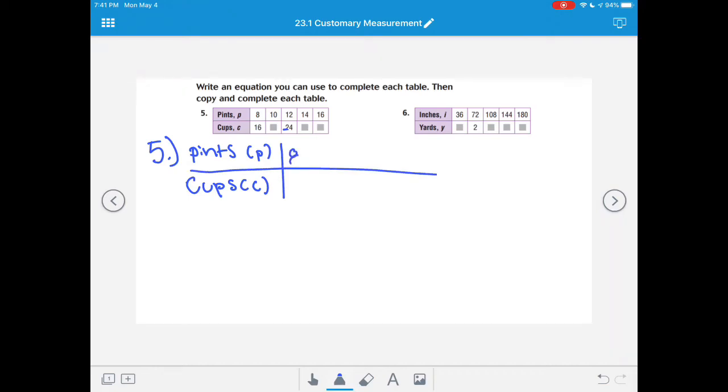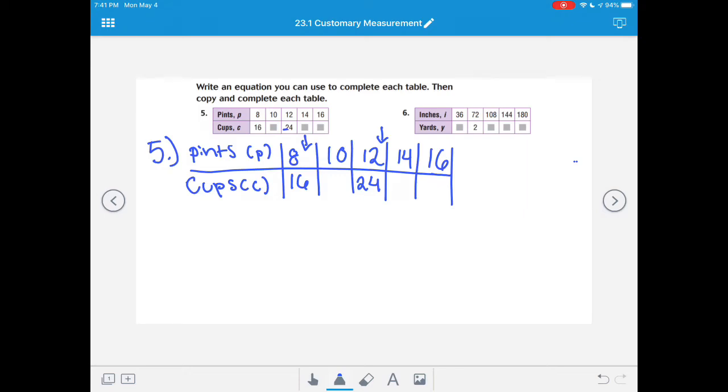So we're starting with 8 pints and we get 16 cups. Then we have 10 pints and we're not sure how many cups. Then 12 pints is 24 cups. 14 pints, we're not sure yet how many cups. And then 16 pints, we're also not sure. So taking a look at this, they only give us 2 completed columns. We have the first one and the third one that are completed. So let's take a look.